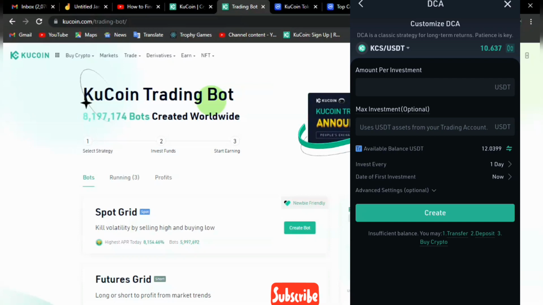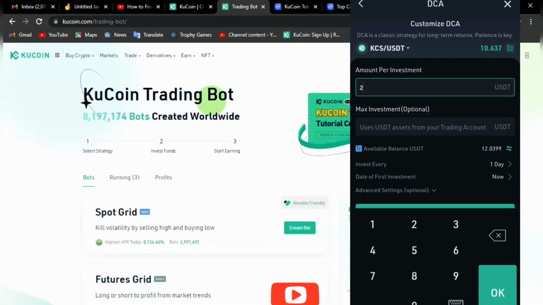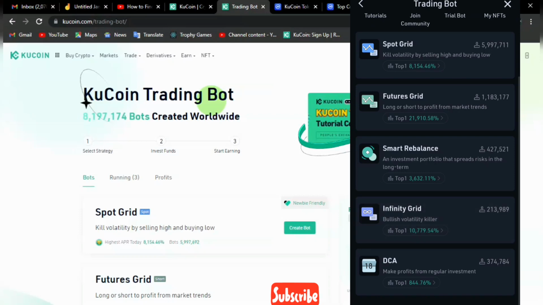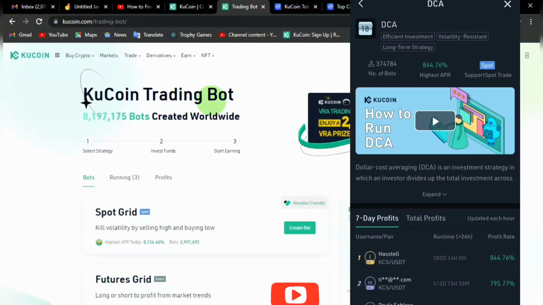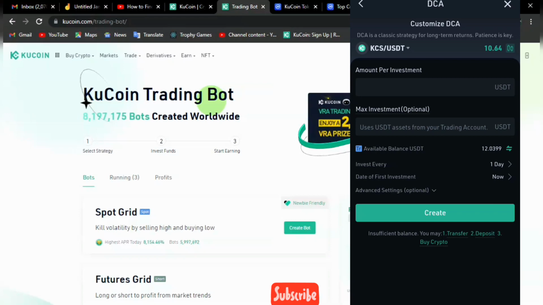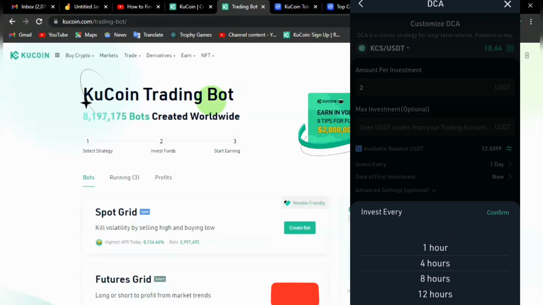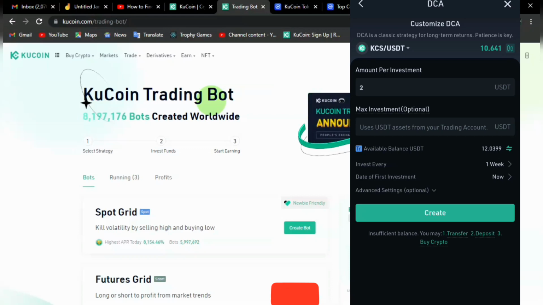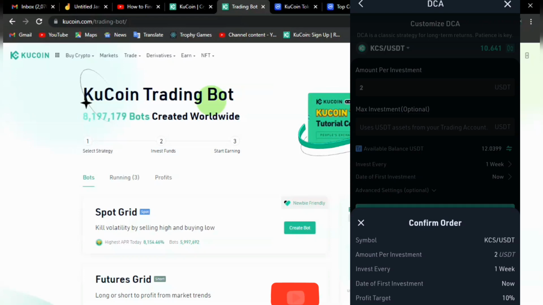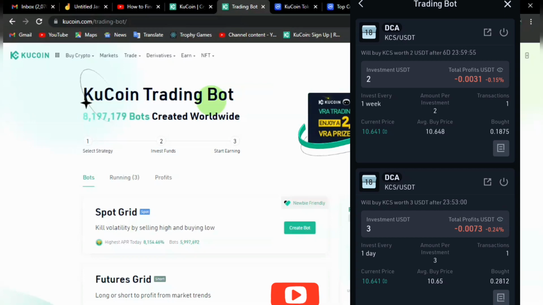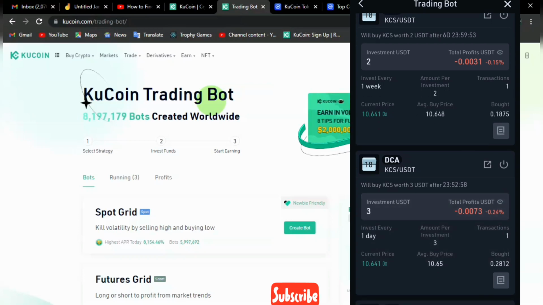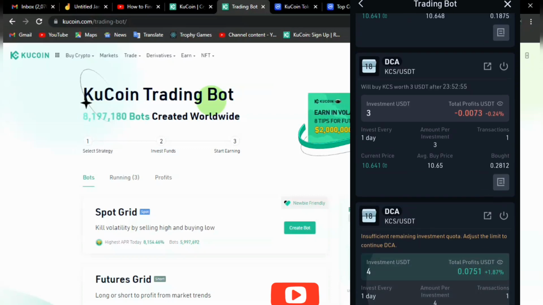So let's say you want to do a $2 investment. I'm going to click on $2, and click on create for the $2 investment. Maximum, there's no maximum. I'm just going to leave it, let's say weekly, on a weekly basis, or let's say 2 weeks. So I'm going to click on create. So it's going to start now. So we just invested an additional $2 into it. You can see these are some of the benefits you'll be getting by participating here, guys.